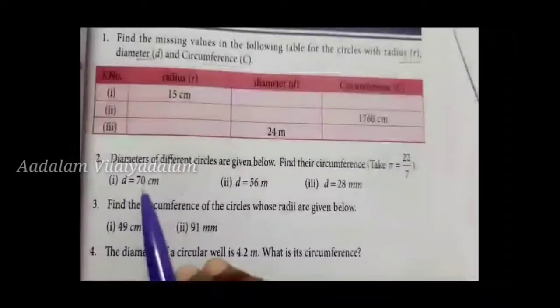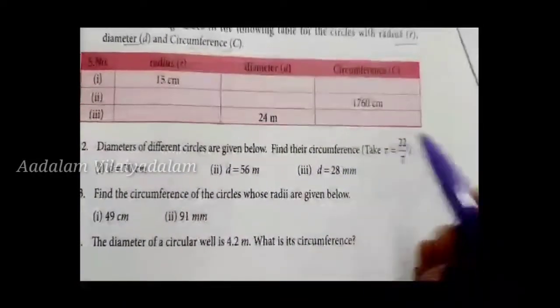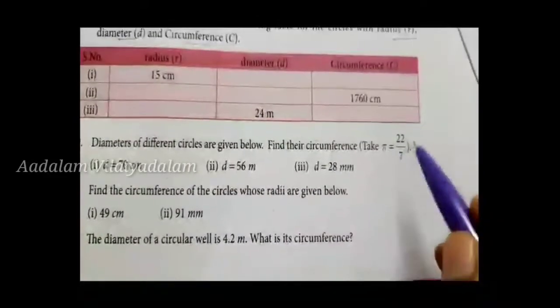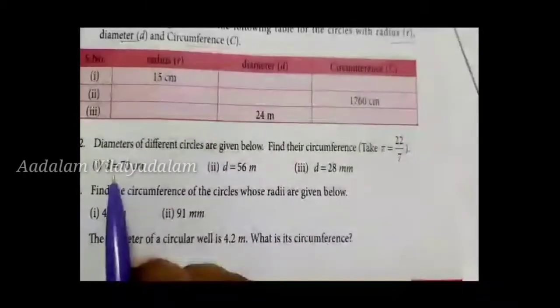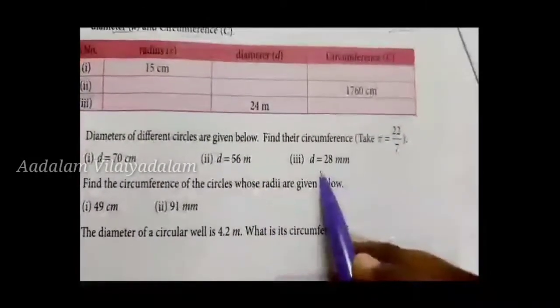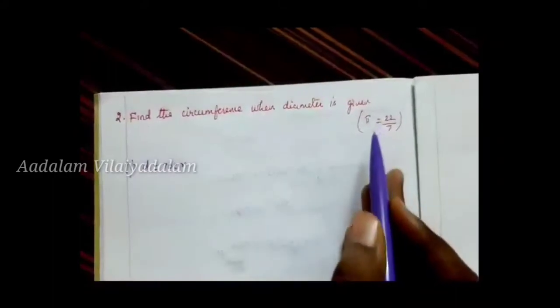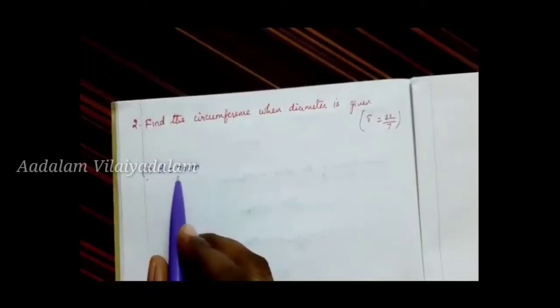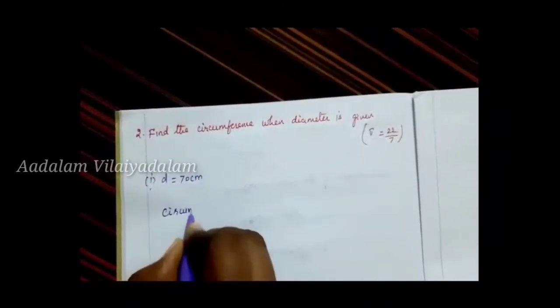Now the second question is, diameters of different circles are given below. Find their circumference. Here we need to take the pi value as 22/7. The first one, diameter is given 70 centimeter. Second one, diameter 56 meter. For the third one, 28 millimeter is given. Find the circumference when diameter is given, where the pi value is 22/7 and d is given equal to 70 centimeter.